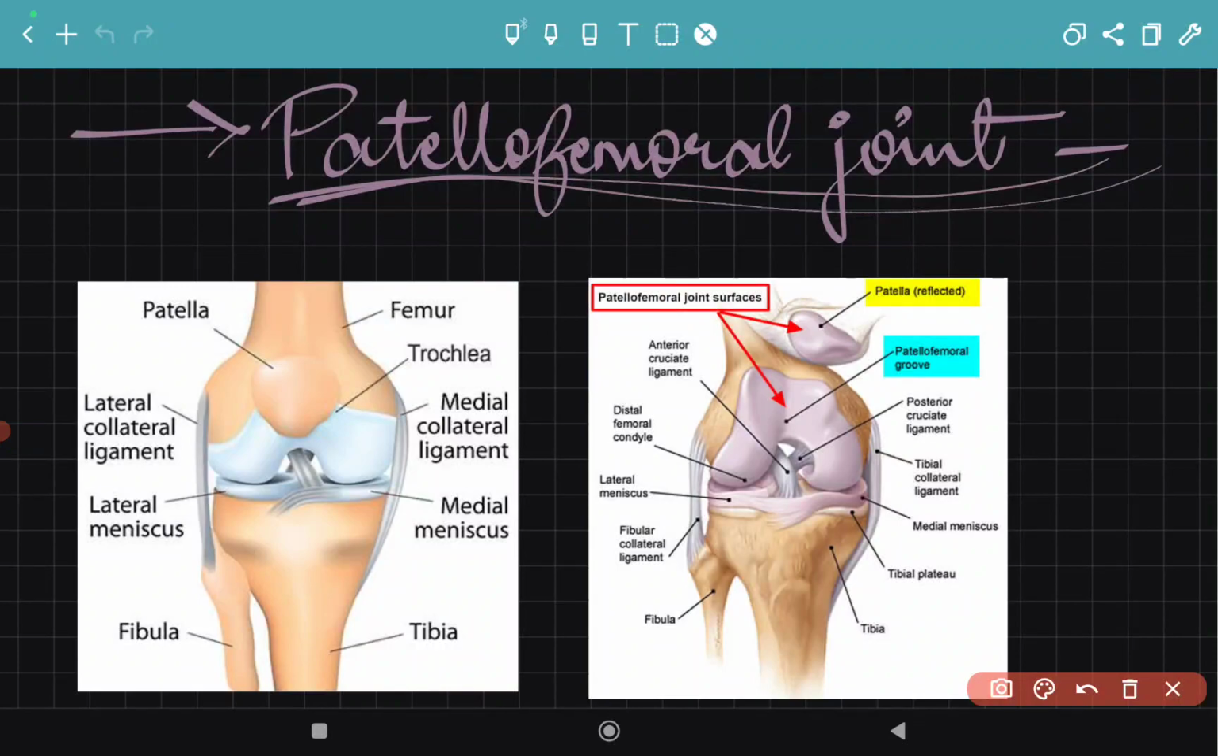In Series 8, let's learn about the patellofemoral joint, the articulating surfaces of the patella on the femur, as well as the movement of patella during the knee joint movement. So let's have a look.